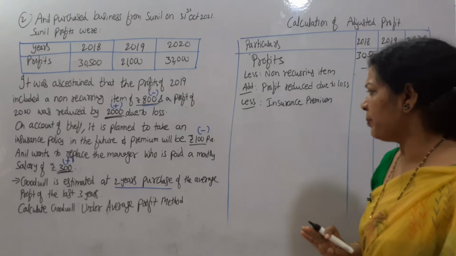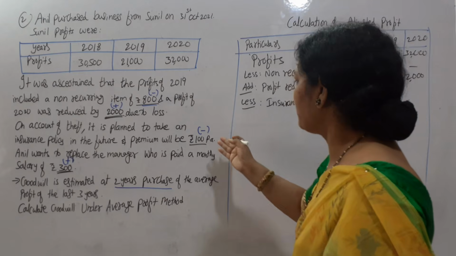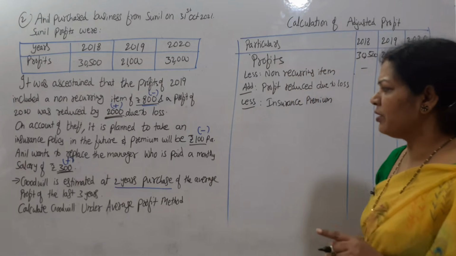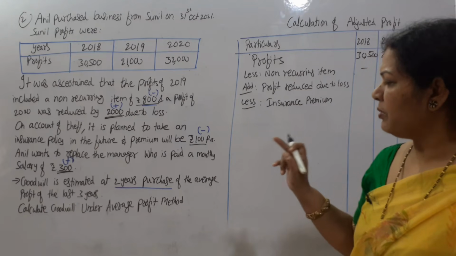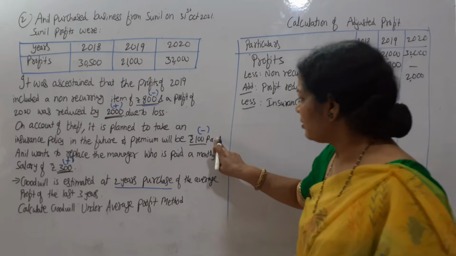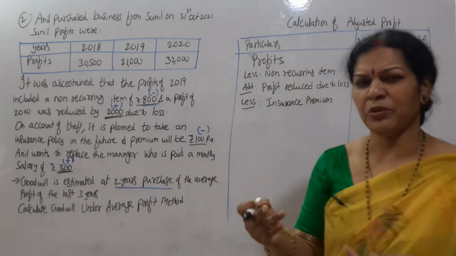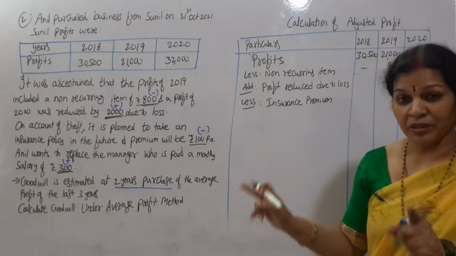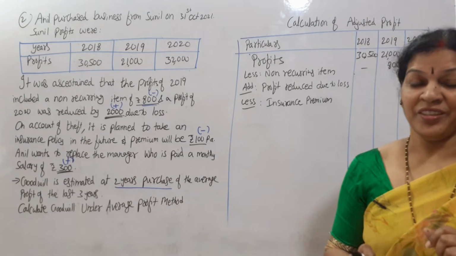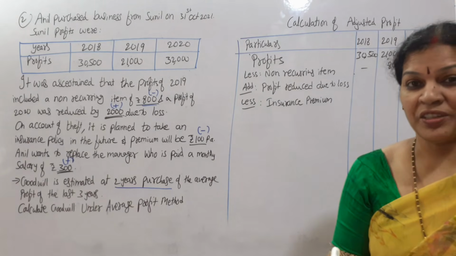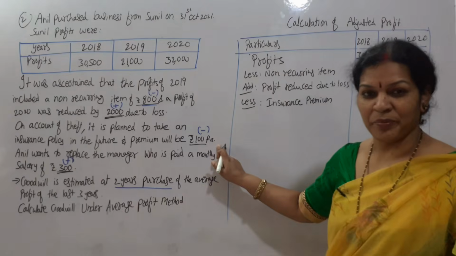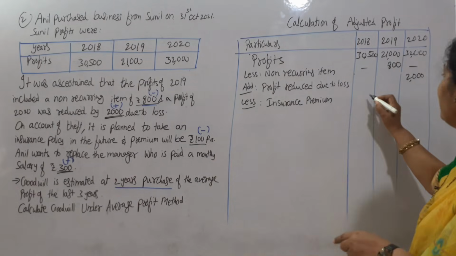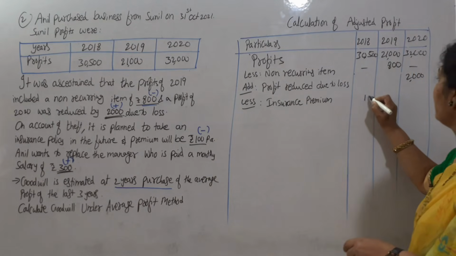Per annum means, okay, I thought it was per month, so while giving the explanation I said 100 into 12. That is not required, because this is per annum. Per annum means, as it is, we will take 100 for all the years.